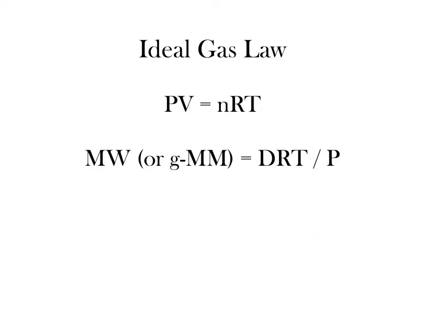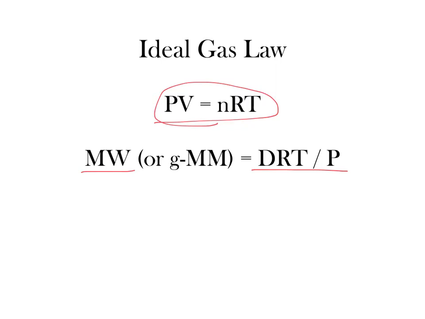So what happens when the gas is not at standard temperature and pressure? The volume will not be 22.4 liters of a mole. So that's where we get the ideal gas law. PV equals nRT. Or you could rearrange it to get molar weight is dRT over P. So I'll talk about that in a second. But first, let's look at this.